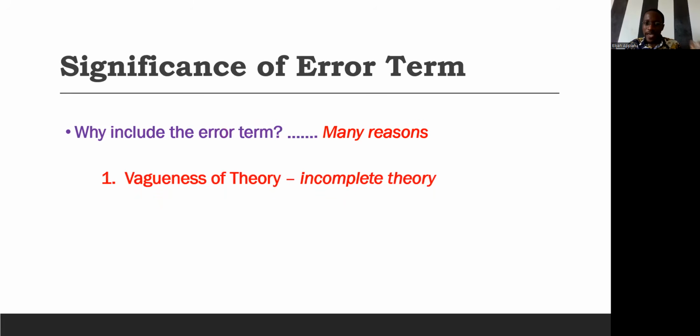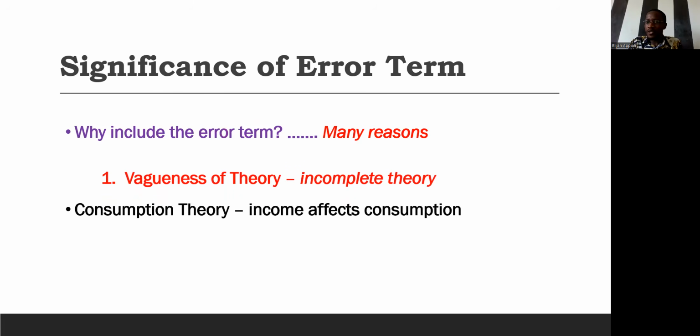One of them is the vagueness of theory, or maybe the theory might be incomplete. Like for instance, the consumption theory that we use in economics is just trying to say that income affects consumption. But we know that there are other factors apart from income that also affect consumption. Yet this consumption theory limits it to only income. And so that is why economics likes the term, all other things being equal, the ceteris paribus in Latin. So they like to state that sort of a phrase, all other things being equal, income affects consumption.